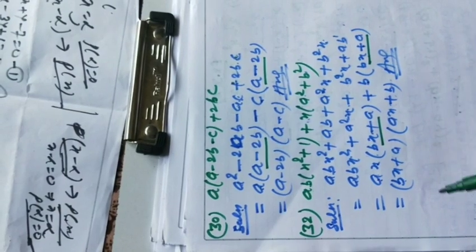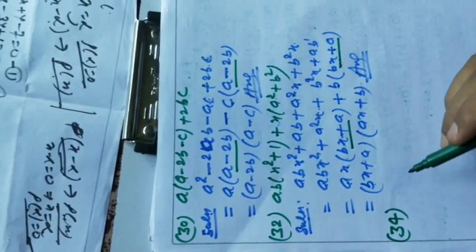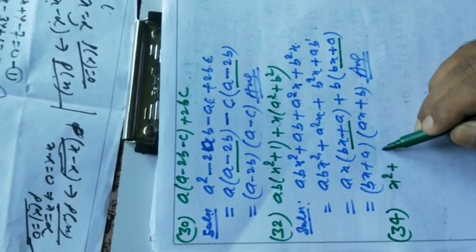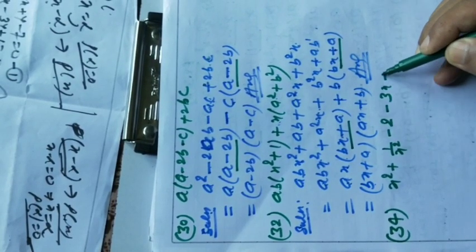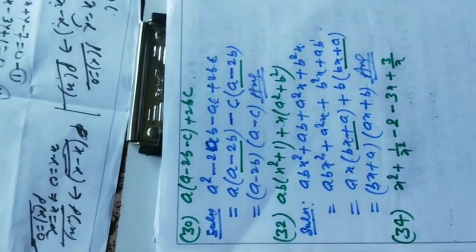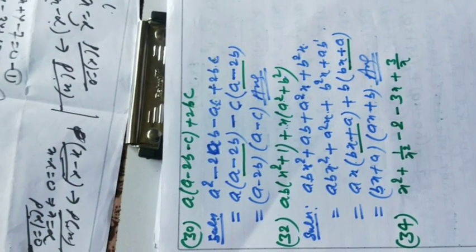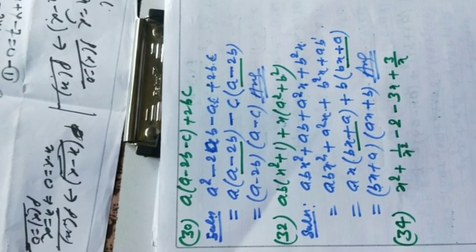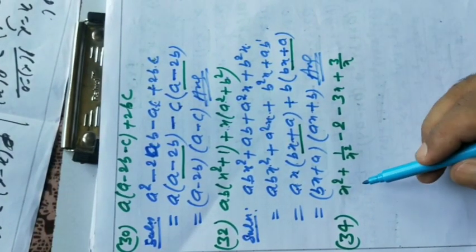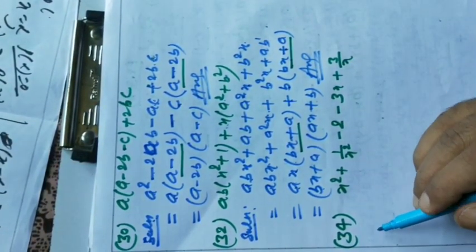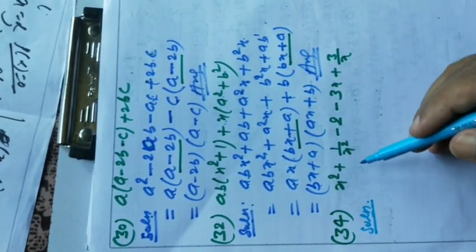And let us see the last question of this exercise, which is question number 34. X square plus 1 by x square minus 2 is given here, minus 3x plus 3 by x. Now you can see in this expression there are 5 terms. So we are unable to make it in pairs, but you have to factorize it. So let us factorize it.